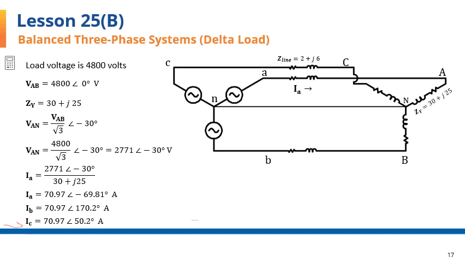Next, I'll calculate the line-to-neutral voltage VAN of the generator. And we'll do that by adding the voltage drop on the line plus the VAN, the line-to-neutral voltage at the load.